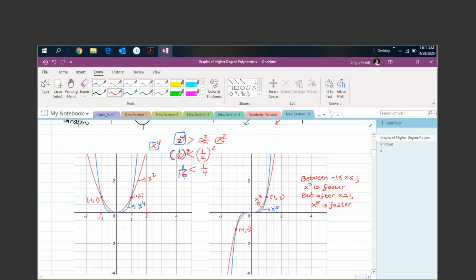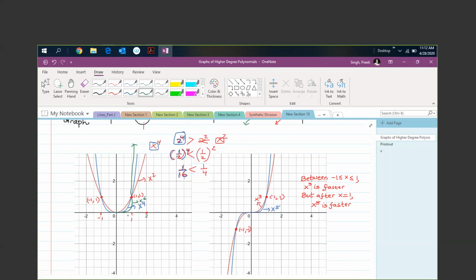Are you understanding it? Similarly, let's say if I do x to the 6th, x to the 6th will be even lower here. But once it approaches 1, it's going to be even faster than your x to the 4th. So this is the green one. The green one is x to the 6th. From 0 to 1, it will be lower, because half to the 6th is even smaller than half to the 4th.